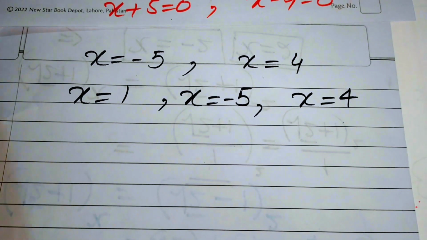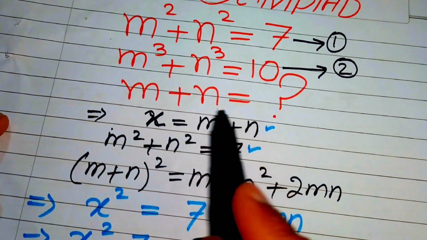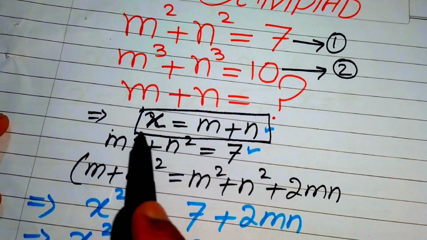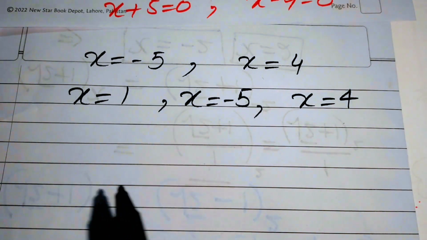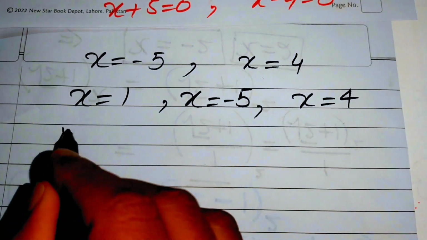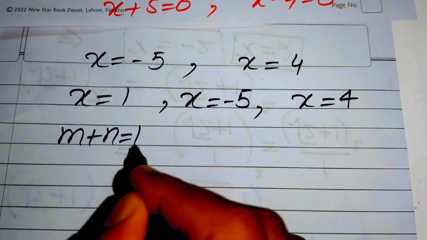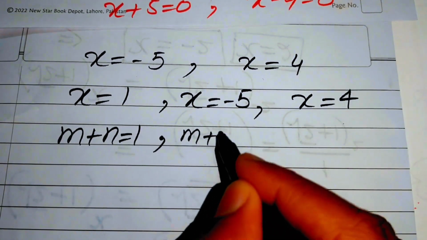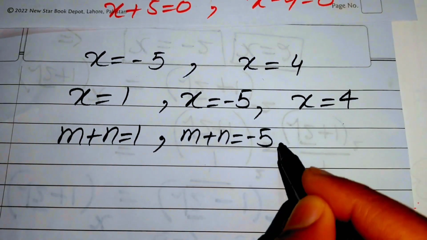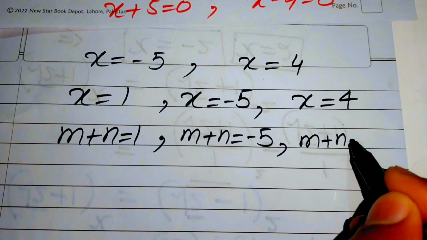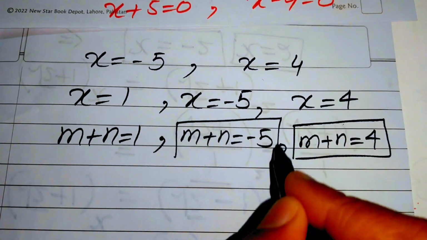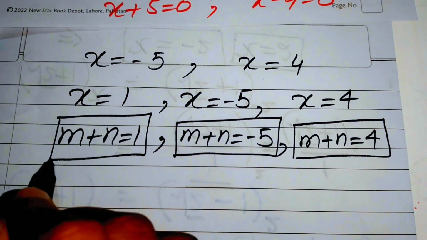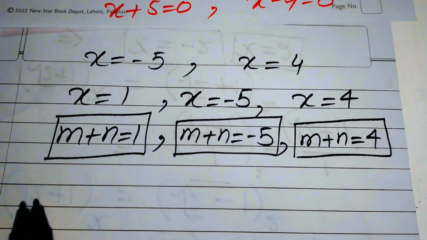And now we back substitute the value of x. So here you see that at the start of the problem we took x equals m + n. So now we back substitute this value of x in all of these equations, and you get m + n equals 1 in this case, m + n equals −5 in this case, and m + n equals 4 in this case. So these are the three roots of the given equation. Also we have three values of m + n. So this is our main target, and this is the final answer.